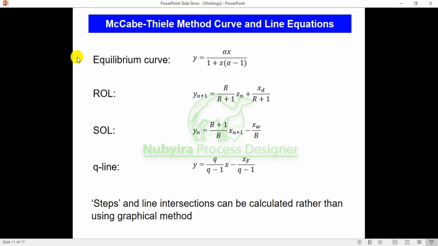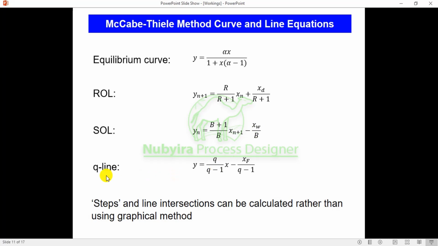For the stripping line, it relates the mole fraction of vapor leaving this stage with respect to the mole fraction of liquid coming from the stage on top, and it has the mole fraction of the light component in the distillate and the mole fraction of the light component in the bottoms for the stripping operating line.